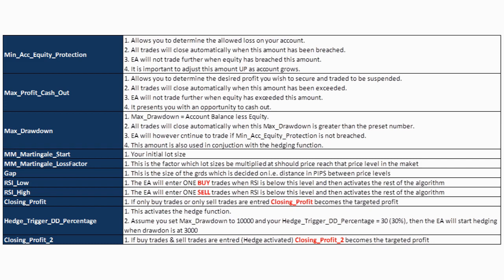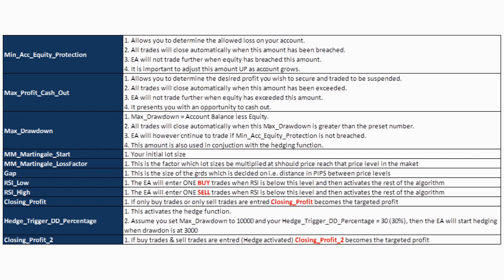When you look at the RSI high setting, that means that you will enter sell trades because the market is overbought. Now, it's important to note that it will only enter one trade in this area, and it will then activate the algorithm in terms of either opening more trades or closing if it is in profit. And if more trades open and you haven't entered the hedge yet, then it will close at a certain profit level, which I'm about to explain to you now.